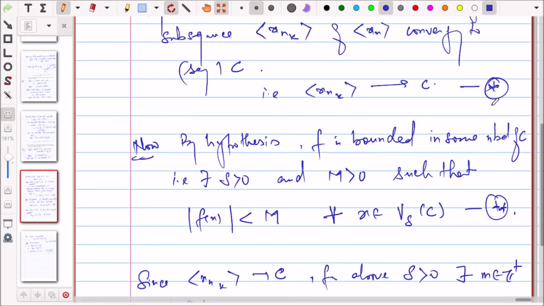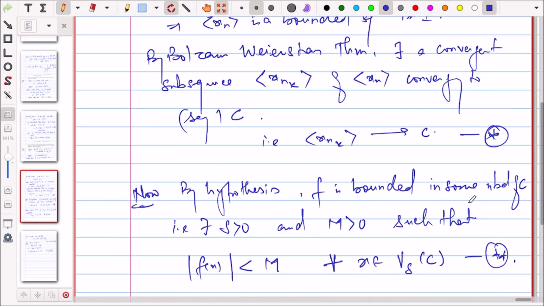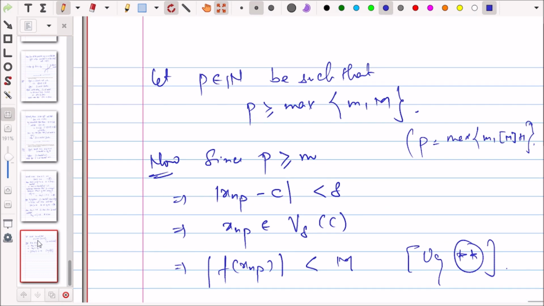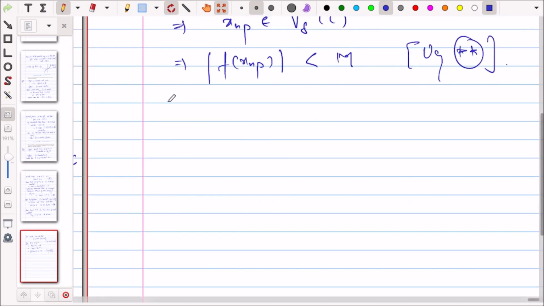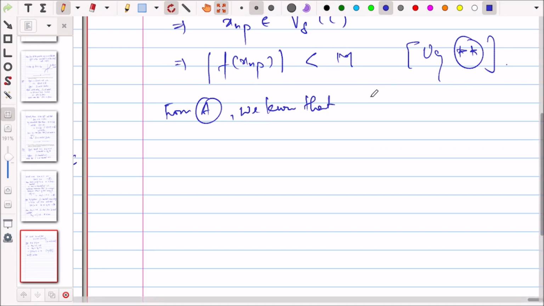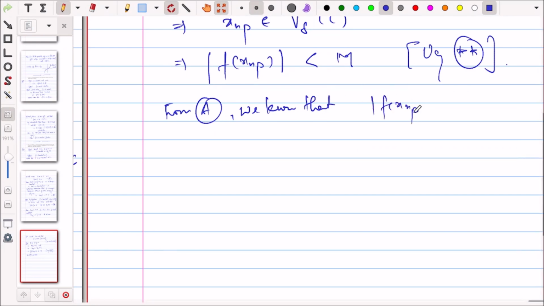Now using double star, and from here, mark this as A. From A, because for each n belonging to N, f(x_n) is greater than n, this f(x_{n_p}) will be greater than n_p. So from A we know that f(x_{n_p}) is greater than n_p, which is greater than or equal to p.